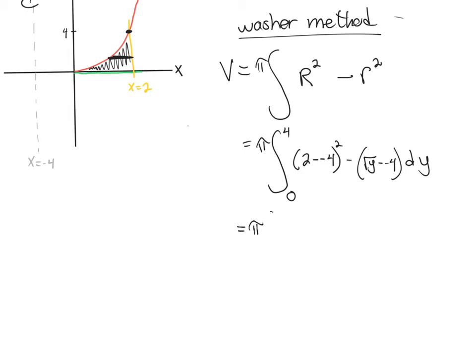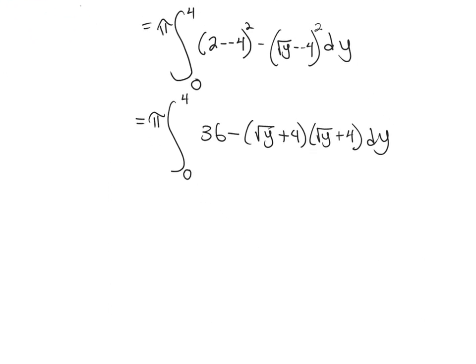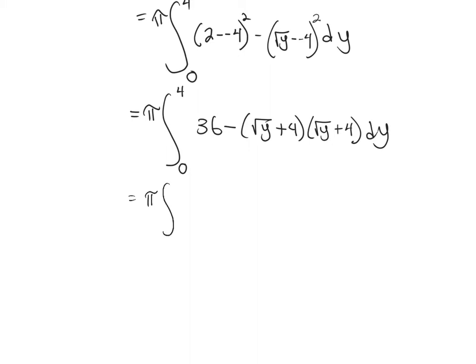Now this is going to become pi times the integral from 0 to 4. Looks like I'll have 6 squared, which is 36, minus, oh, that was a small radius squared, sorry. And I'm going to rewrite this as the square root of y plus 4, and then the square root of y plus 4 squared becomes the square root of y plus 4 times the square root of y plus 4. I'm just going to write that out twice so I can work through the algebra. Now that will become pi times the integral from 0 to 4 of 36 minus, when I do the distribution, or the FOIL, whichever term you're used to, root y times root y is going to give me y. And then I will get 4 root y plus another 4 root y plus 4 times 4, which is 16. Still have the dy.